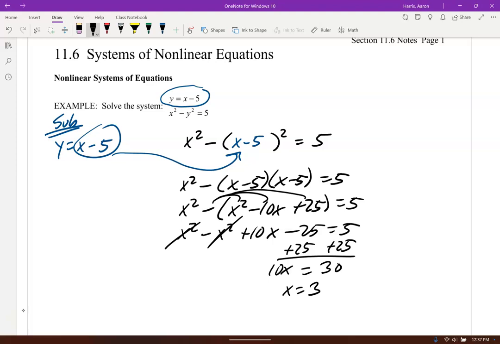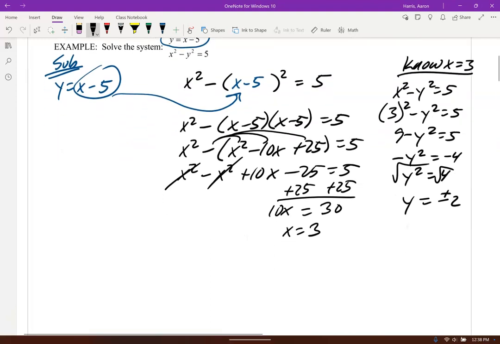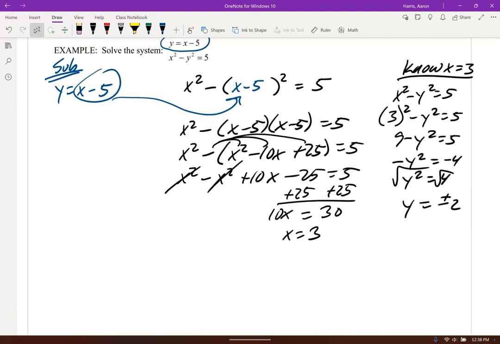So then we say, oh, well, I know x is 3. This has to satisfy both equations. Has to satisfy both. So notice if I put 3 into this one, I have 9 minus y squared equals 5. Subtract 9, so I got negative 4, divided by negative 1. And I get two possible solutions, but remember, it's got to satisfy both. So (3, 2) and (3, negative 2).